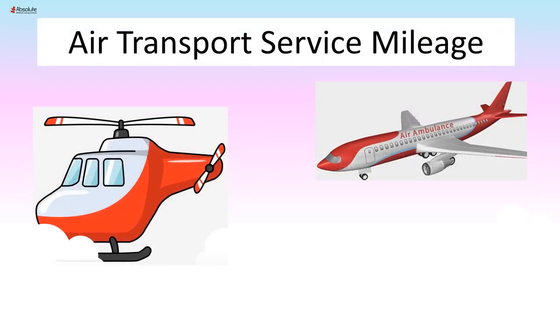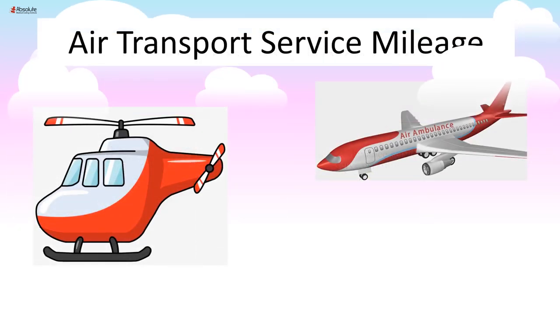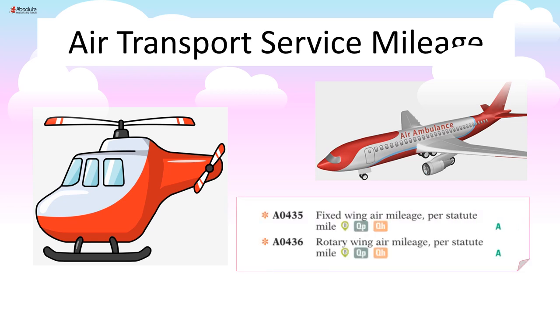And just like your ground transportation services, where you add to the service the mileage, same is true for air transport services as well. So you have mileage codes for fixed wing air mileage per statute mile. That is going to be your code A0435. And you also have A0436 code for the rotary wing air mileage. And this code is per statute mile as well. So you code the mileage in addition to your air transport services separately, okay?